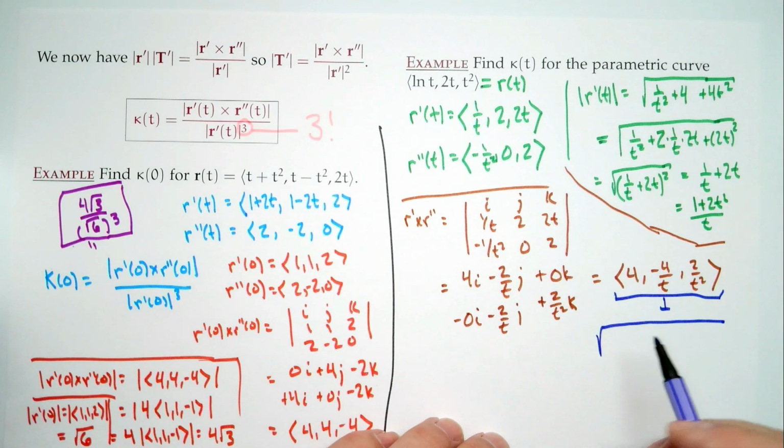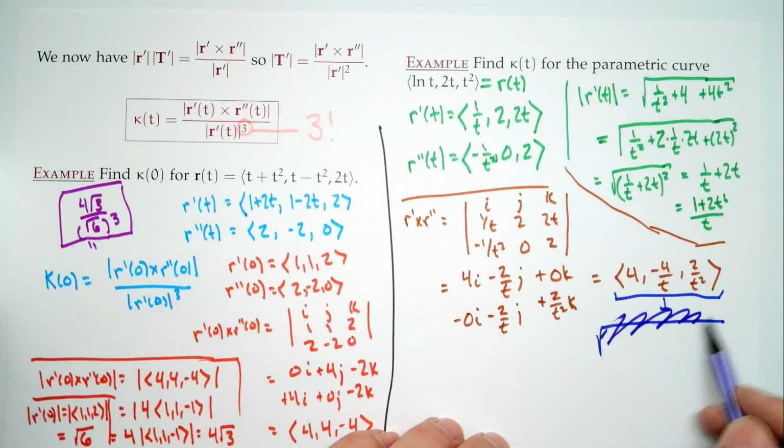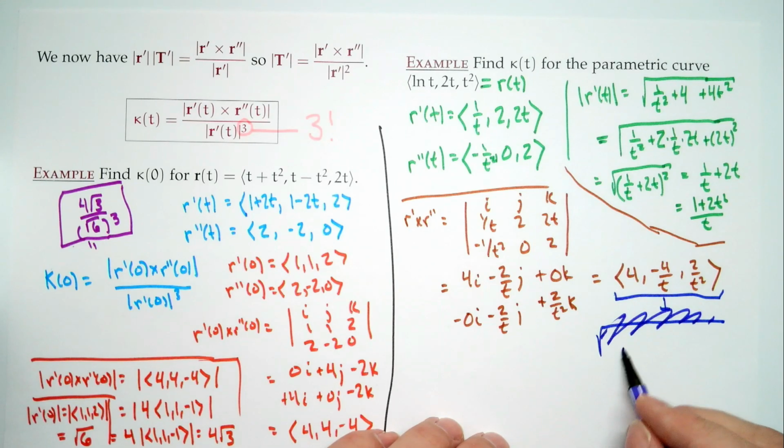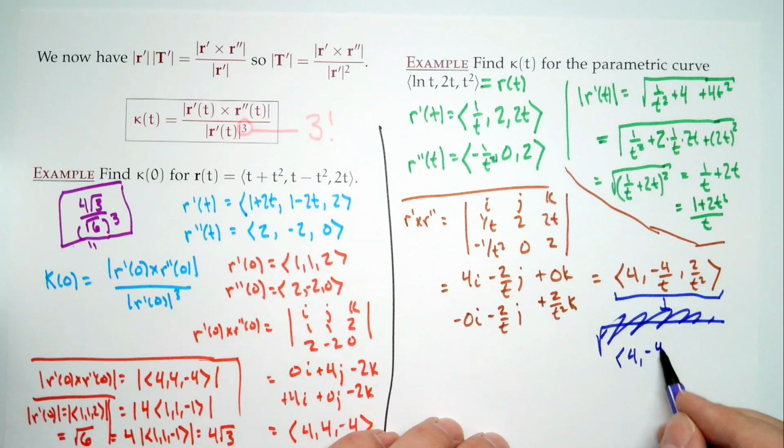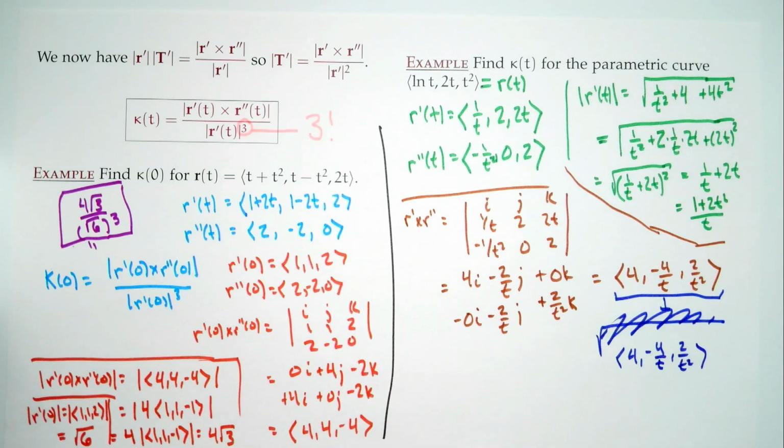Why don't we make it nice on ourselves? We are good people. So before we find the magnitude, let's do something to make it clean. What do I mean by make it clean? What do they have in common? Let's pull out common stuff.